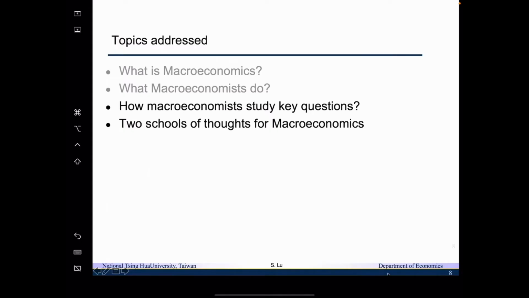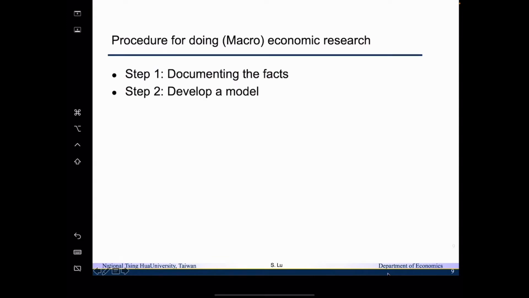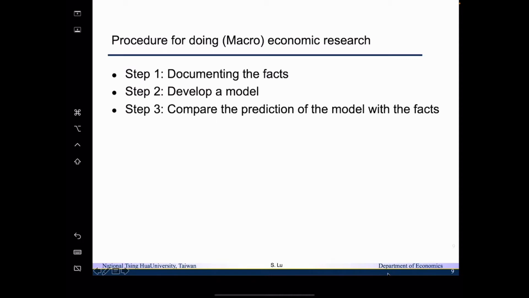Here we want to talk about how macroeconomists study key questions. To answer this question, we want to look at the procedure for doing economic research, especially for macroeconomists. The first step is to document the facts. The second step is to develop a model. The third step is to compare the prediction of the model with the facts. The last step is to use the model to make other predictions.